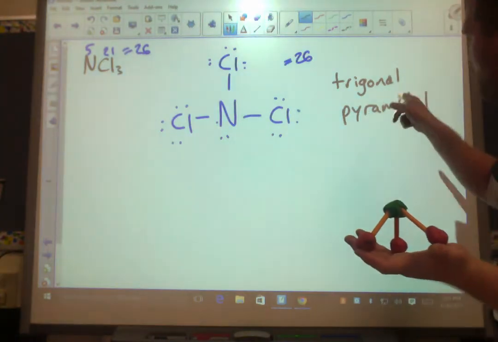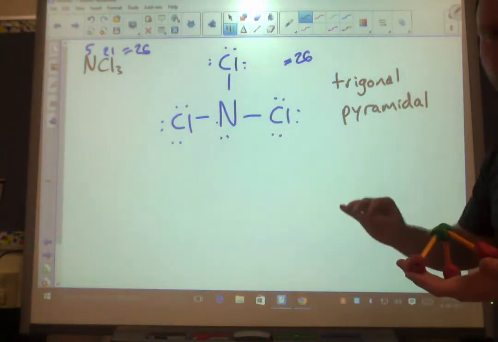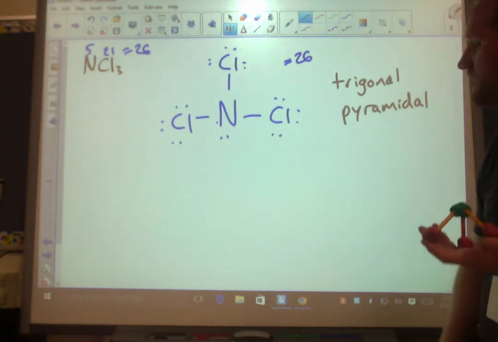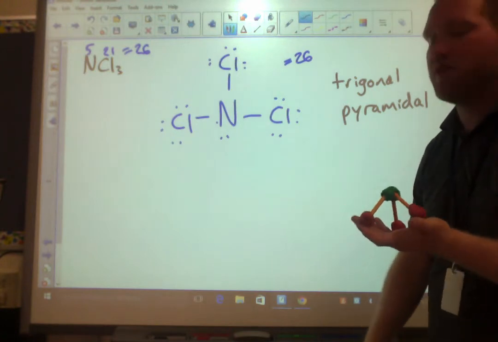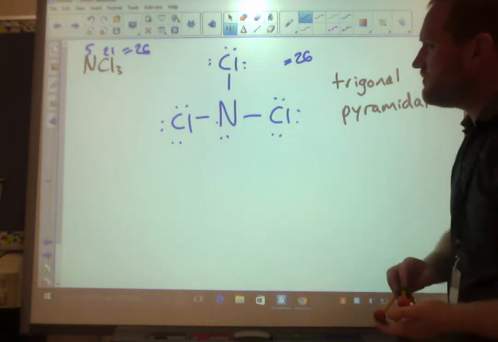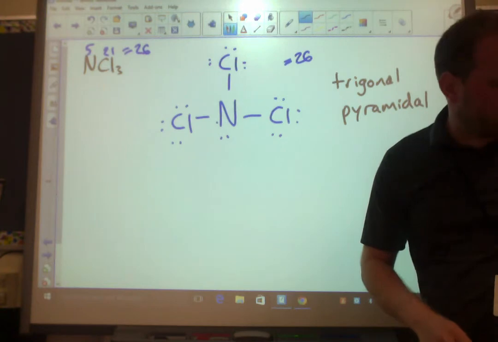Every time you have a trigonal pyramidal shape, it's always going to be polar. It can never be nonpolar. Even if in theory these are all the same element, it's still going to be polar. Okay? So let's just sum up the last 2 shapes.